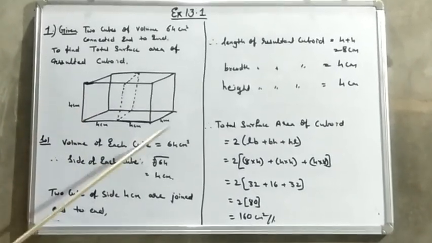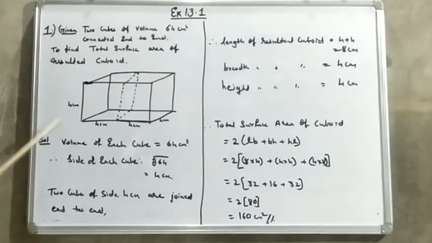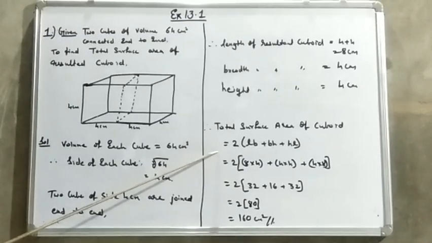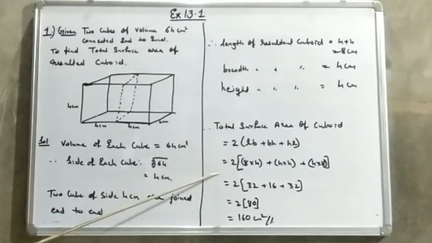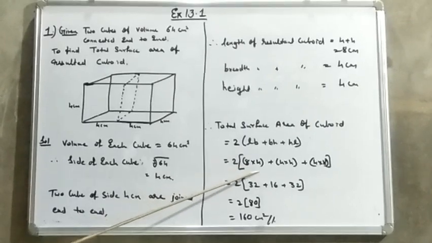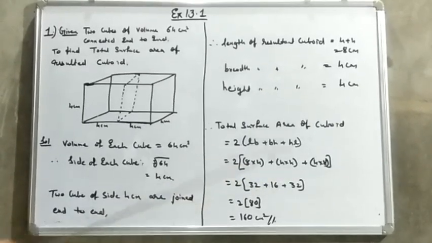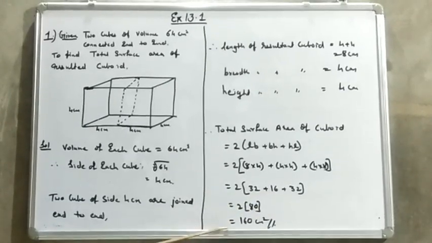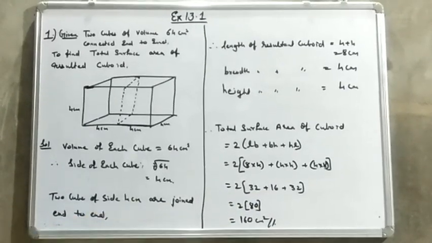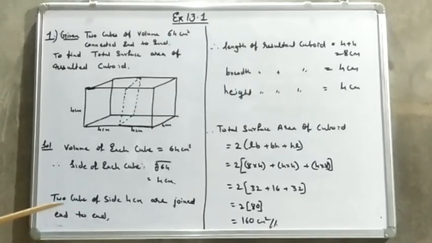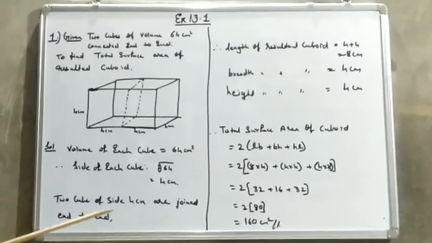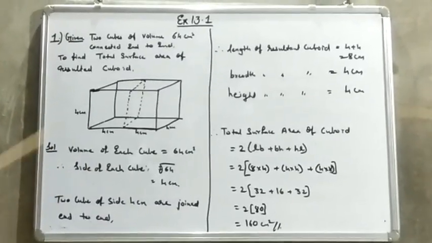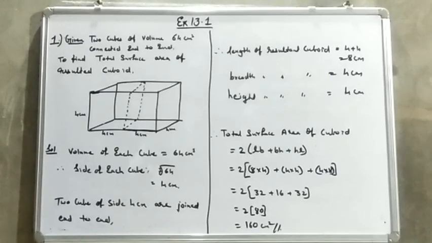So for finding the total surface area of the resultant cuboid, you know the formula 2 into LB plus BH plus HL, and put in the values of length, breadth and height. 8 into 4 plus 4 into 4 plus 4 into 8. 2 into 32 plus 16 plus 32, which will give you the answer as 160 centimeter square. Though this was an easy question, there are many more questions which are solved on the basis of combination of solids. Next we will do question number 3 of the same exercise.